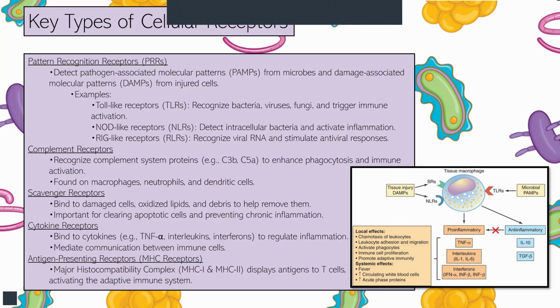PRRs form the foundation of immune surveillance, working together to detect, respond, and communicate threats. Whether by recognizing bacteria, viruses, damaged cells, or immune signals, they ensure the immune system reacts swiftly and appropriately. Without them, the body would be defenseless, unable to differentiate between friend or foe.